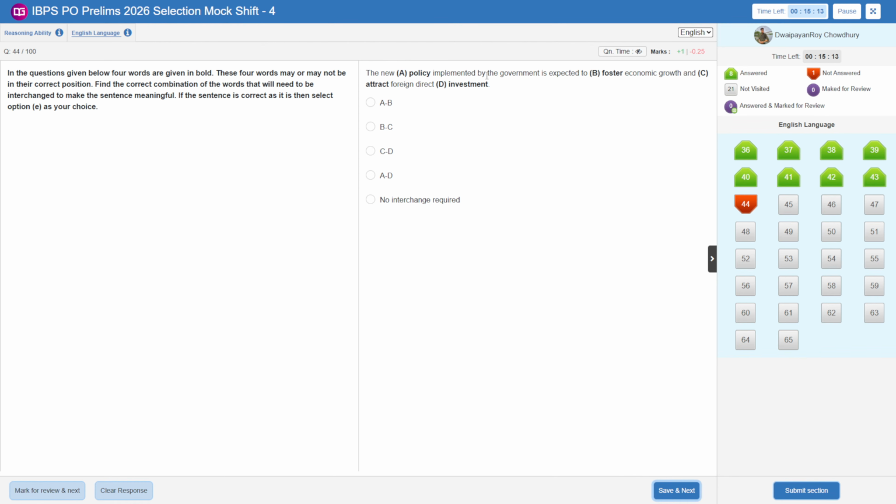The new policy implemented by the government is expected to foster economic growth and attract foreign direct investment. Okay, one possible thing is that B and C is expected to attract economic growth, but foster economic growth and attract FDI. Yeah. The surge of electric vehicles has sparked a massive adoption in demand. The adoption of A and C to be interchanged.